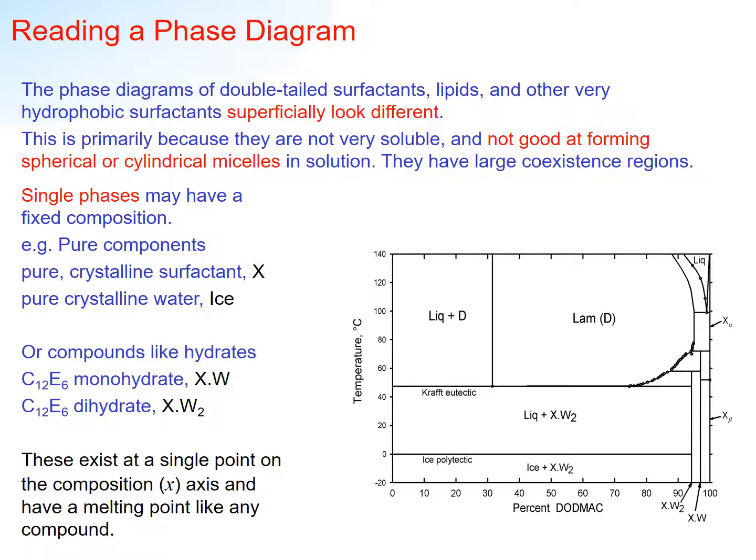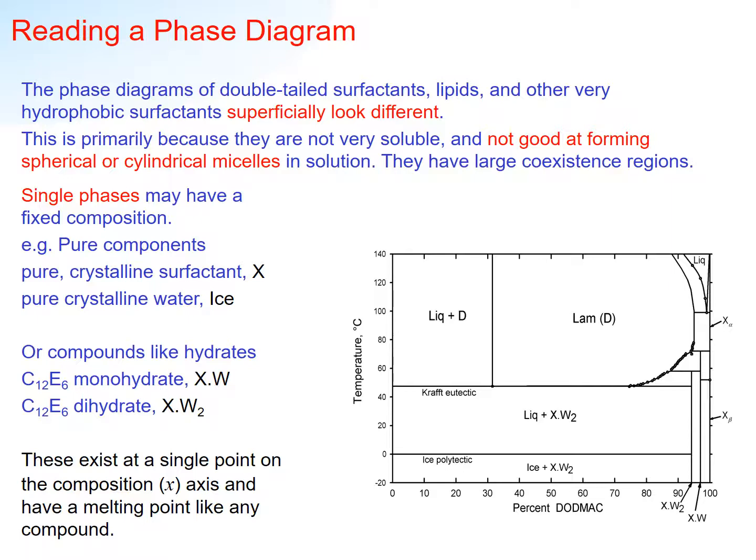So there's a separate looking set of phase diagrams that comes about when we start to look at double-tailed surfactants, lipids, and other really hydrophobic surfactants. They look different, but they follow all the same rules. The primary reason for the difference is because the surfactant's not very soluble in water. That means it's not very good at forming spherical or cylindrical micelles in solution. It wants to form bilayers, and therefore it wants to form vesicles or a lamellar phase.